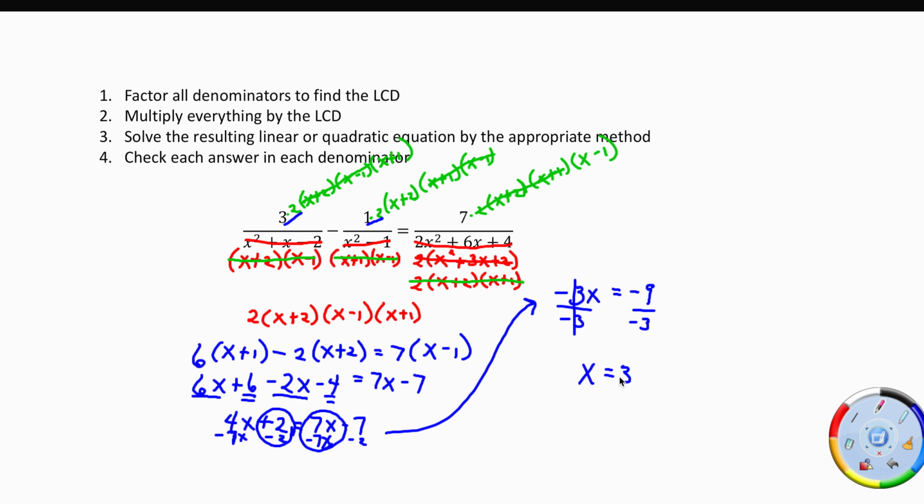But don't forget, with rational equations, I have to check and make sure it doesn't make a denominator 0. 3 plus 2 is not 0. 3 minus 1 is not 0. 3 plus 1 not 0. 3 minus 1 not 0. 3 plus 2 not 0. 3 plus 1 not 0. So x equals 3. It's a valid answer.